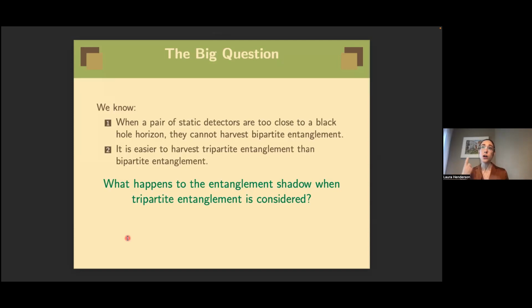So we know, one, that a pair of static detectors can't harvest entanglement if they're too close to a black hole horizon. But two, it's much easier to harvest tripartite entanglement than bipartite entanglement. So the question I'm hoping to answer is: what happens to the entanglement shadow when tripartite entanglement is considered? Is there one? And if so, where is it?